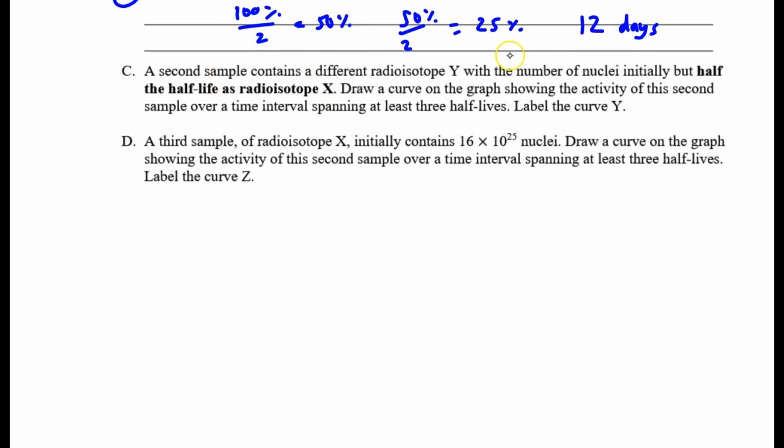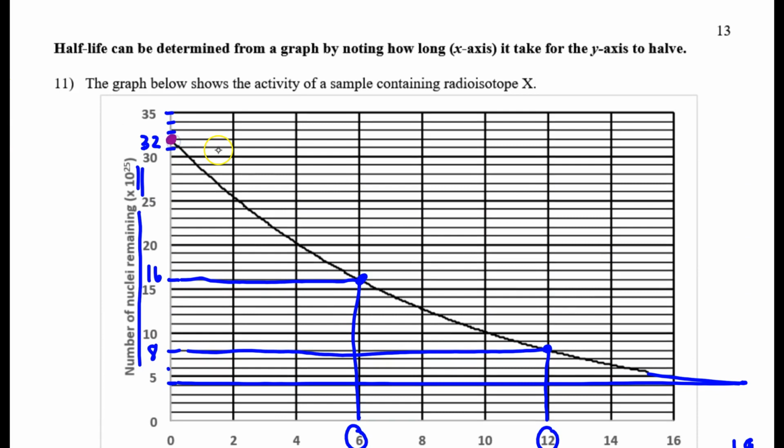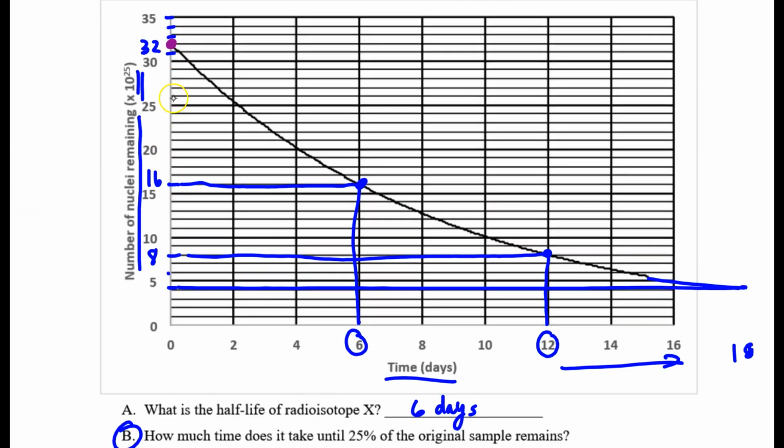Okay, a second sample of a different isotope has the same number of nuclei, but half the half-life. So we start at the same spot, but now you drop to 16, not in 6 days, but in 3 days. So there's a data point right here. Then you drop down to 8, not in 6 more days, but in 3 days after that. So right here, let me mark that data point.